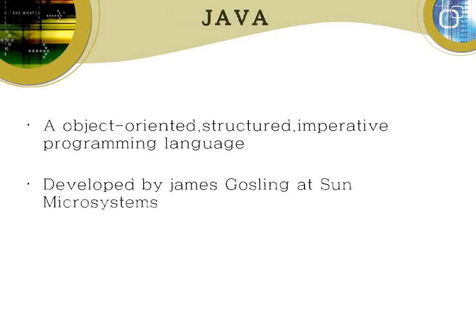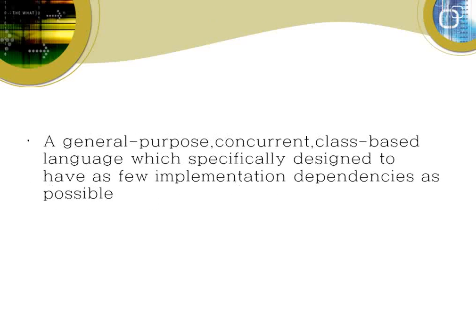Java is an object-oriented, structured, imperative programming language developed by James Gosling at Sun Microsystems. It is a general-purpose, concurrent, class-based language which is specifically designed to have as few implementation dependencies as possible. In this initial video we will describe only the visual programming environment of Java and C#.